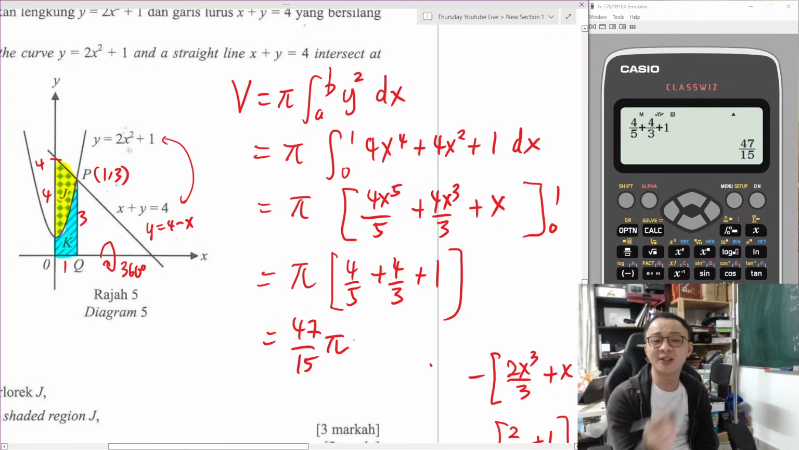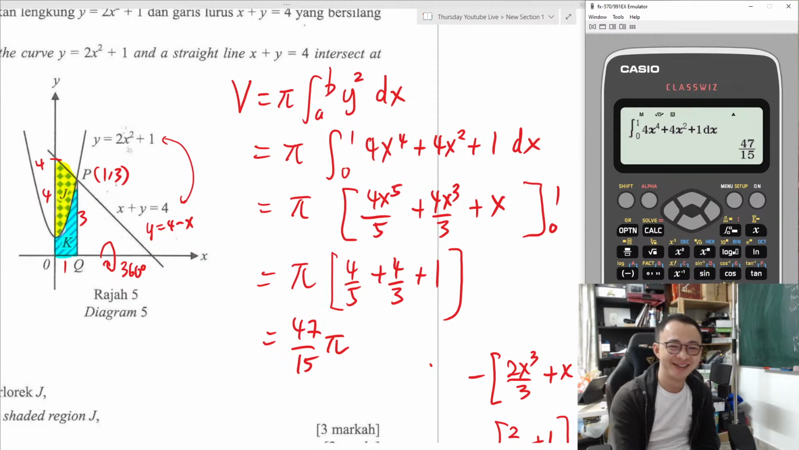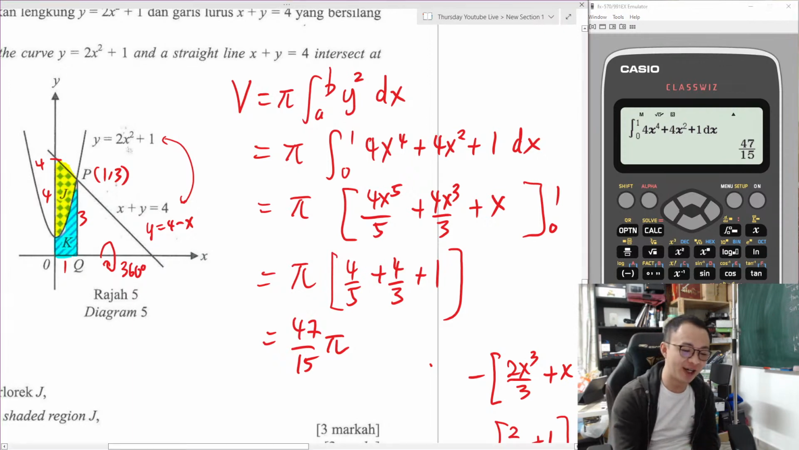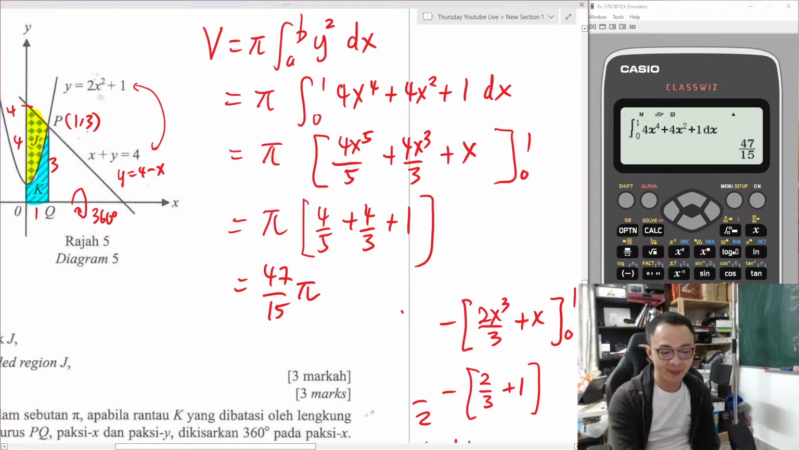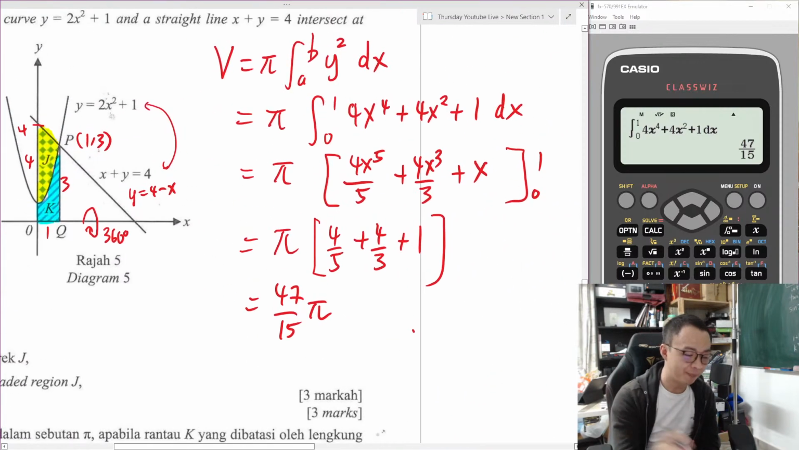Alright, I always want to check whether my integration is correct or wrong. Then we insert the equation here, 4x to the power of 4 plus 4x squared plus 1, from 0 to 1. Yeah, 47 over 15, which is correct here. Watch all the video and you can pass. Alright, so yeah, this is how you solve this kind of question. When you do that, you must be very careful, like you need to know what you want. So, okay. 6 marks.